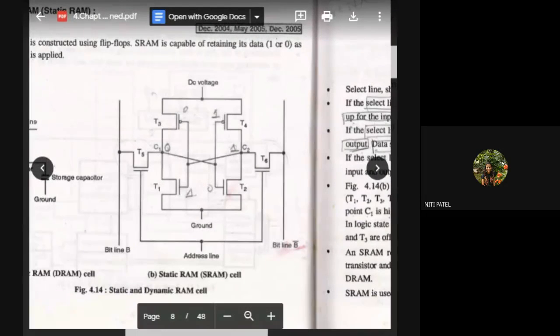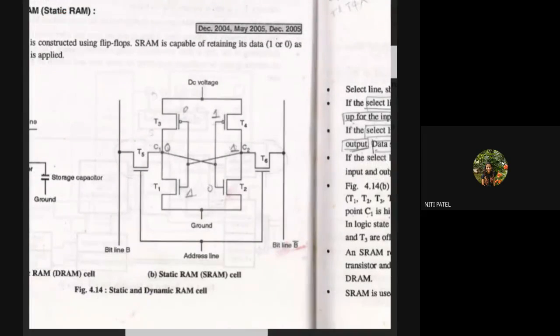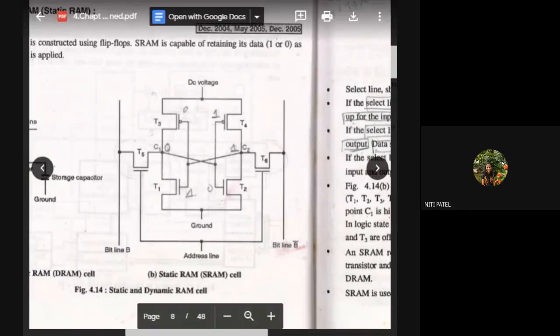You have some address lines, you have power supply as DC voltage, and you have one negative ground connection. Okay. Apart from that, in the diagram, can you see T1, T2, T3, and T4? Yes, ma'am. T5, T6 also. Those are transistors. Okay. T1, T2, T3, T4 are transistors.